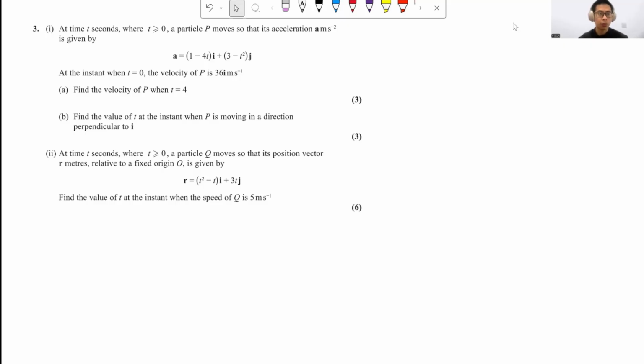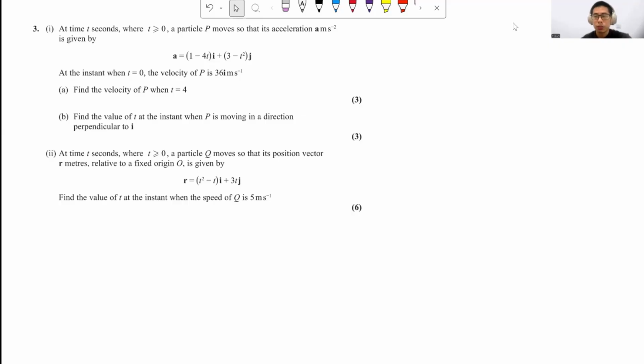Let's have a look at question 3. Let's do part I first. So at time t seconds, where t is more than or equal to 0, a particle P moves so that its acceleration a m/s² is given by a equals (1 − 4t)i + (3 − t²)j.